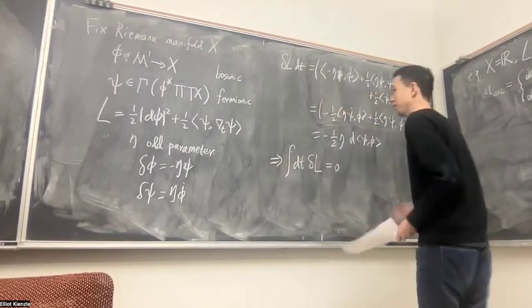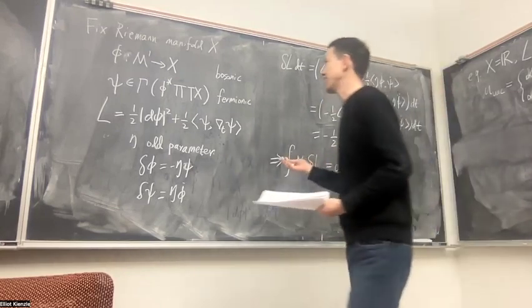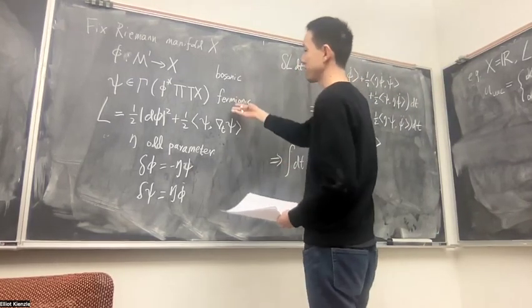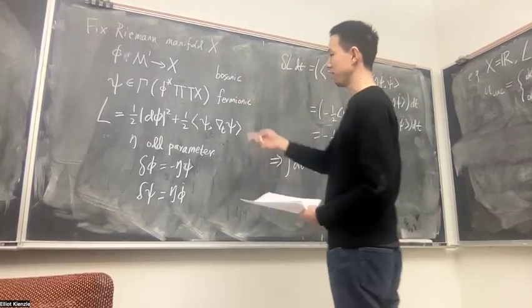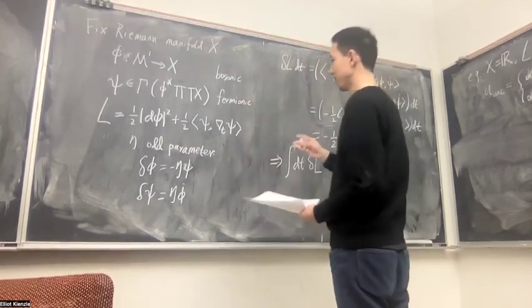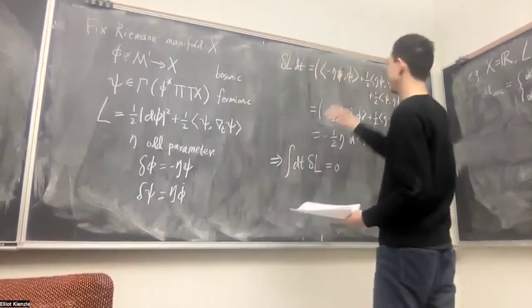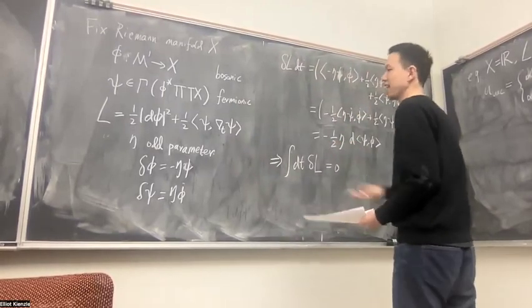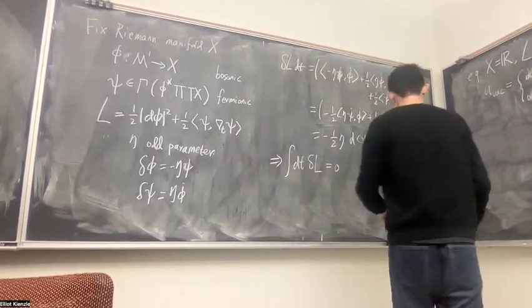So basically, what I have said is that if I vary this model in this way, then your Lagrangian doesn't change. In other words, this is a symmetry of our model.